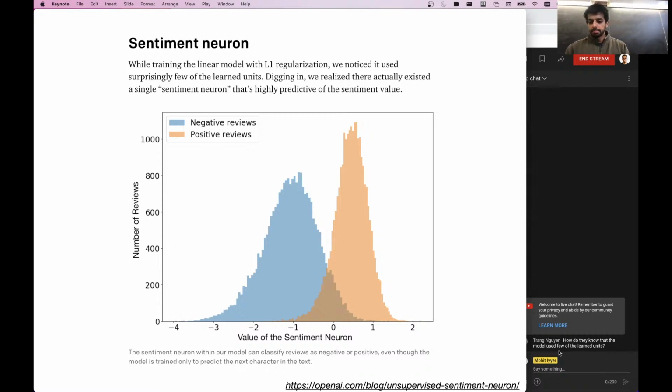How did they know that the model used few of the learned units? They could control how few of the units the model was learning by modifying their regularization weight. If they apply a very high regularization penalty, the classifier at least is forced to use fewer of the neurons during its prediction of the sentiment.